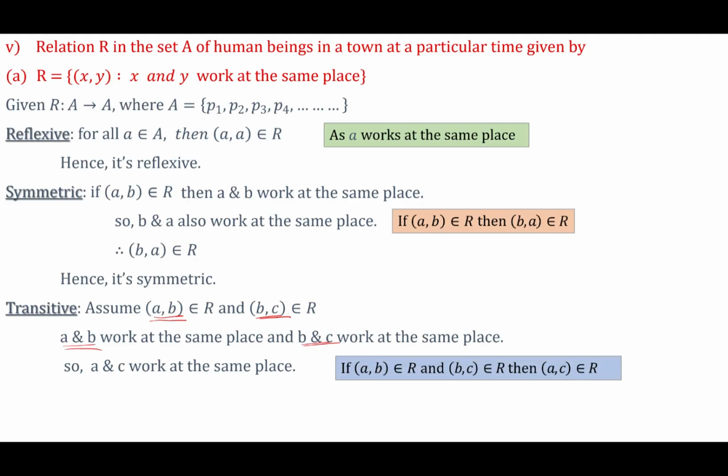if (A, B) belongs to R and (B, C) belongs to R, then (A, C) must belong to R, which means A and C work at the same place. So (A, C) belongs to R. Hence, it is a transitive relation.